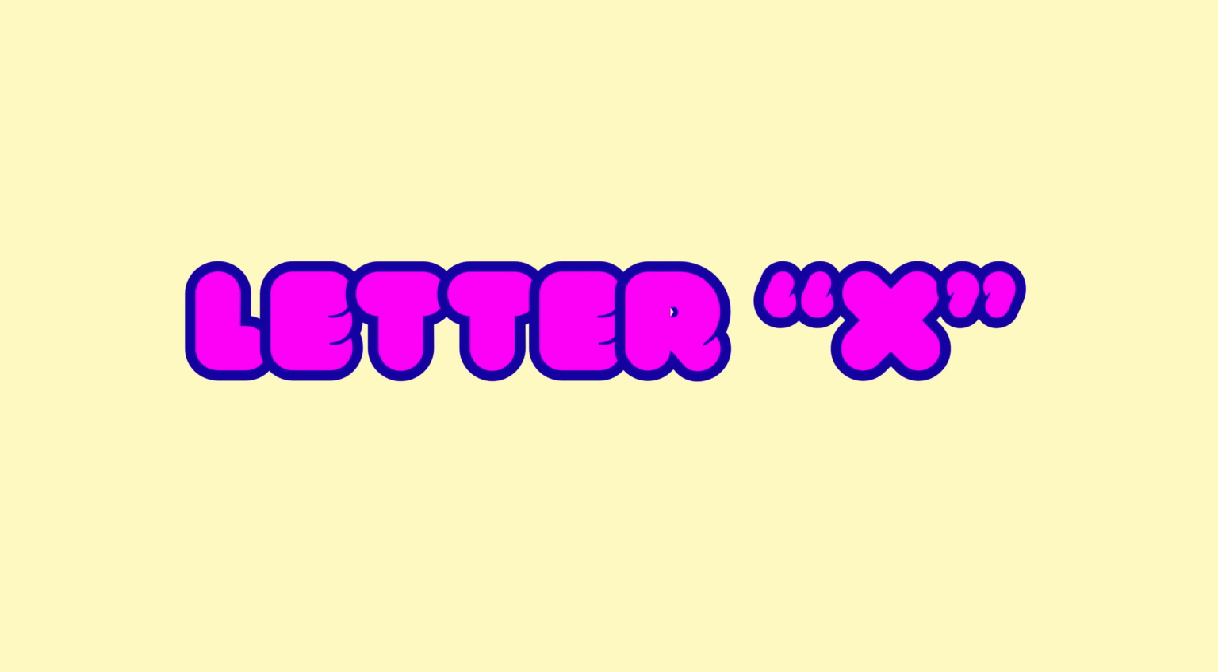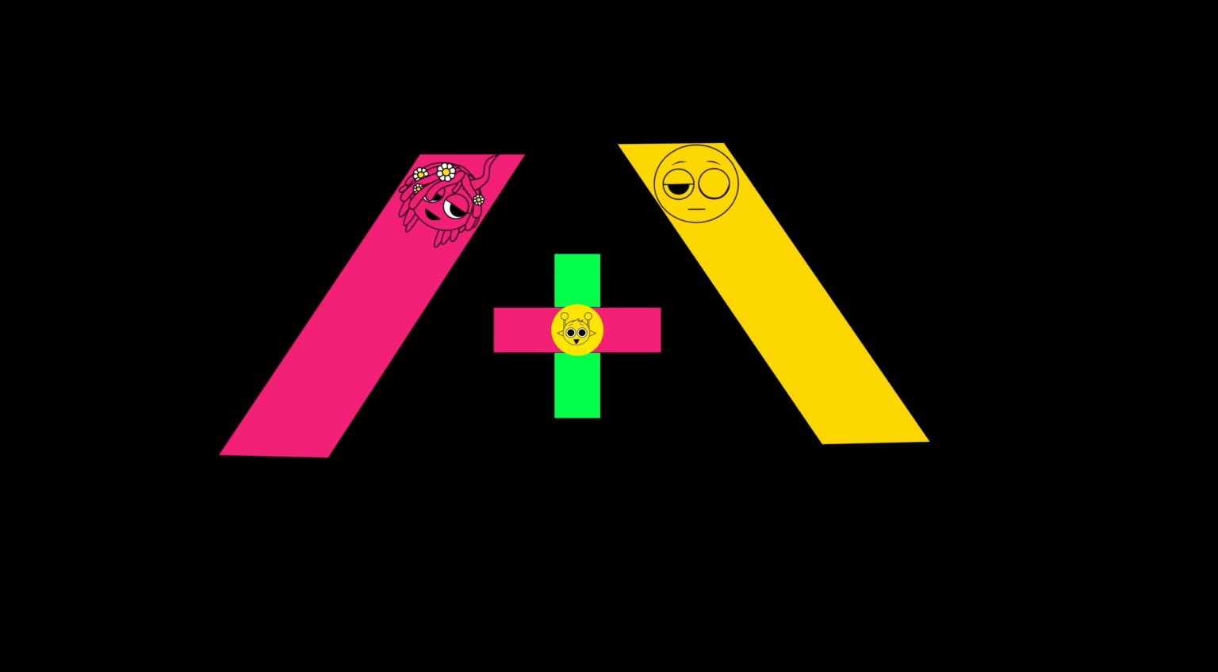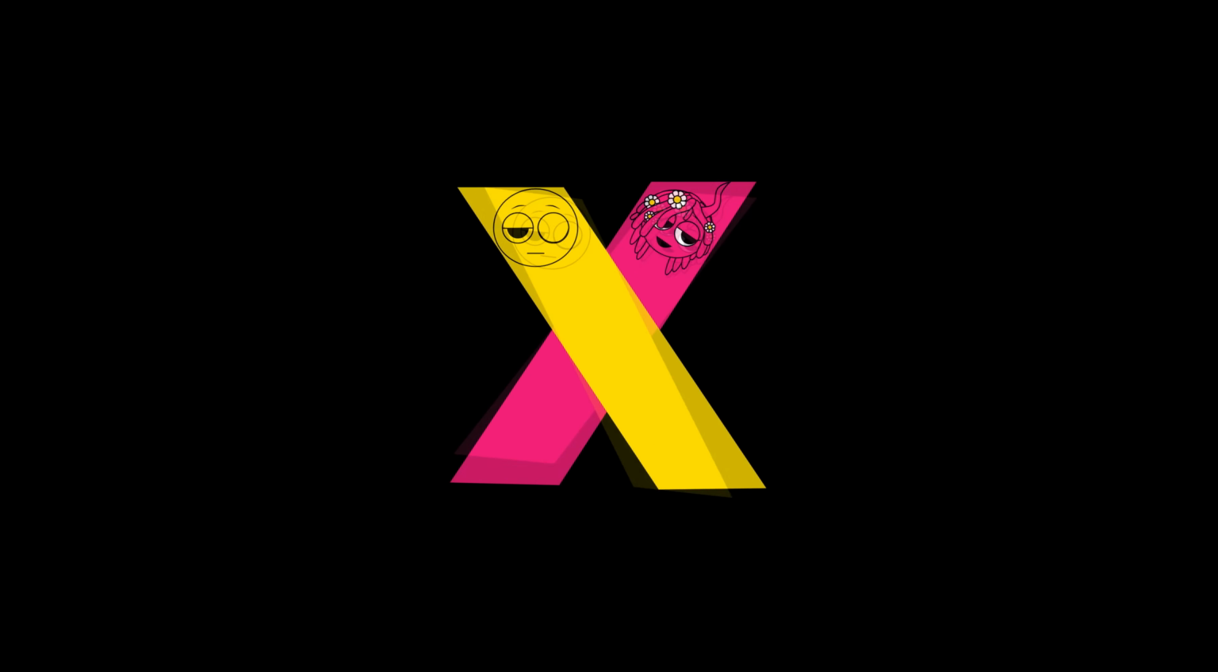Next, make the alphabet letter X. Rectangle. Plus. Rectangle. Look at the two rectangles. When we put them together, they make the letter X.